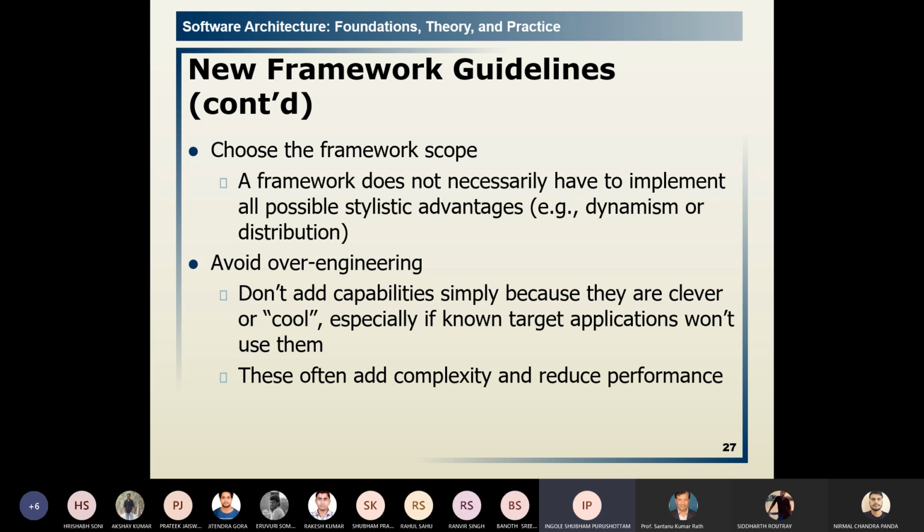And the next is avoid over-engineering. Don't add capabilities simply because they are clever or cool. In our framework, we have to keep it minimal. You don't have to add anything extra only because it looks clever or cool, especially if the target application won't use them. There's no need for our application. So just avoid over-engineering, as this often adds complexity and reduces performance. Adding these extra features will only add complexity and reduce the performance of our framework. So avoid over-engineering. That's the point.